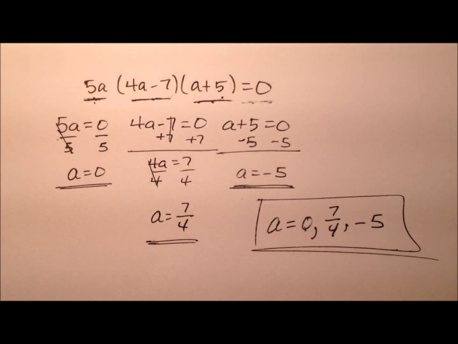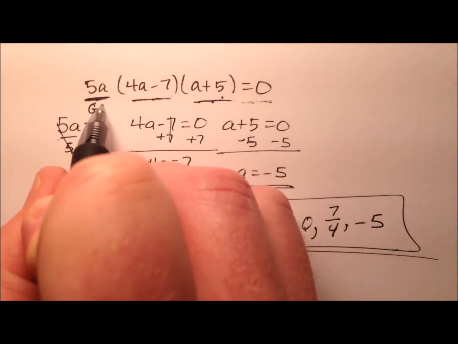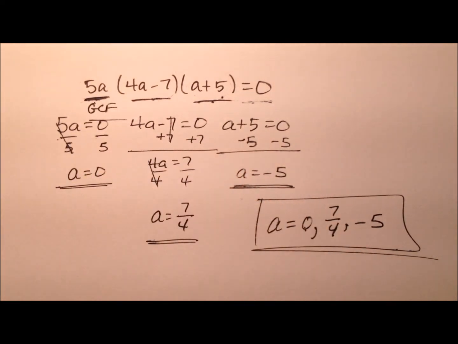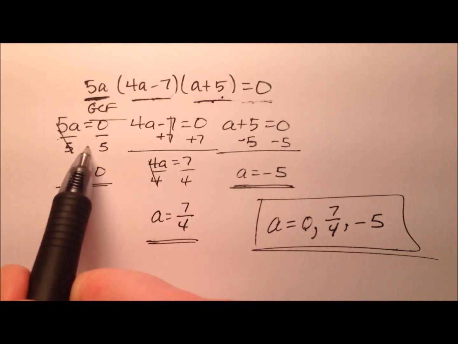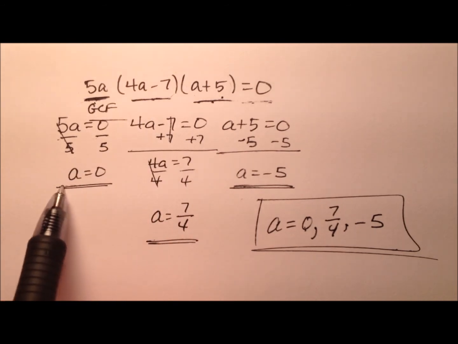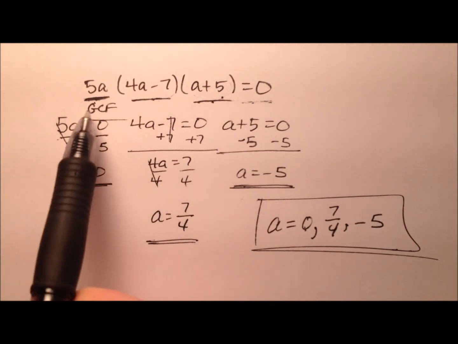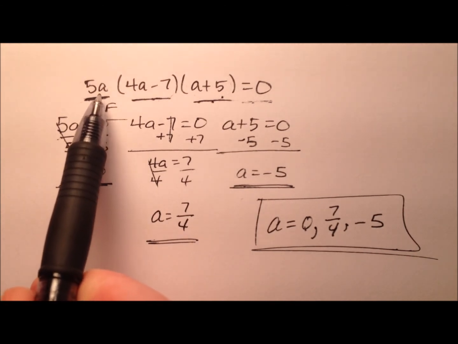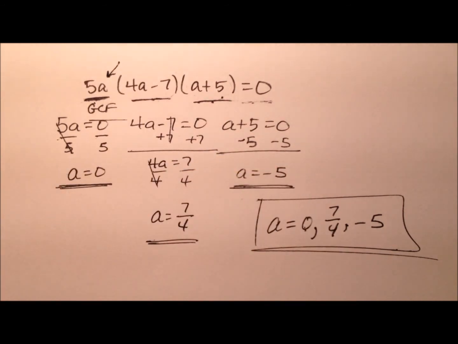I want to take a moment and say something about this greatest common factor that we pulled out. So you notice in this case, the greatest common factor was 5a. And so when we set it equal to 0 and solved, we actually got a equals 0 as one of our solutions. And the reason that happened is because the greatest common factor included a variable.